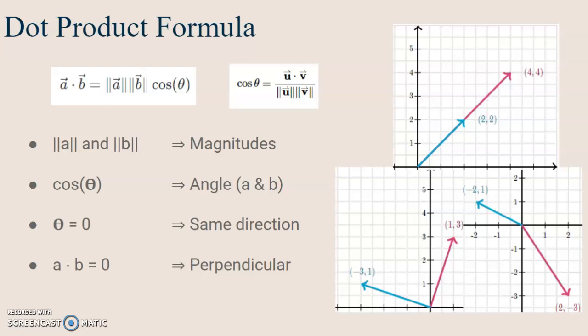Specifically, when theta equals 0, the two vectors point in exactly the same direction, not accounting for vector magnitudes. This is when the dot product is at its largest, because cos 0 is 1. In general, the more two vectors point in the same direction, the bigger the dot product between them will be.